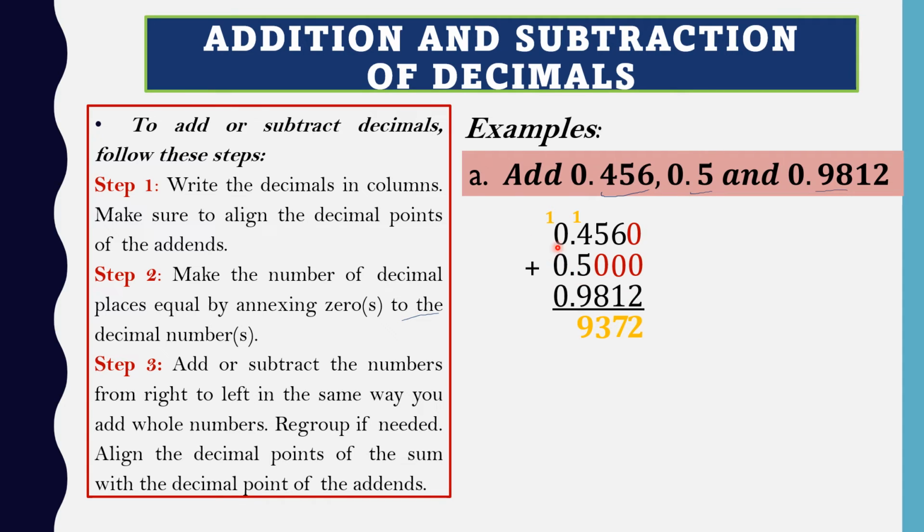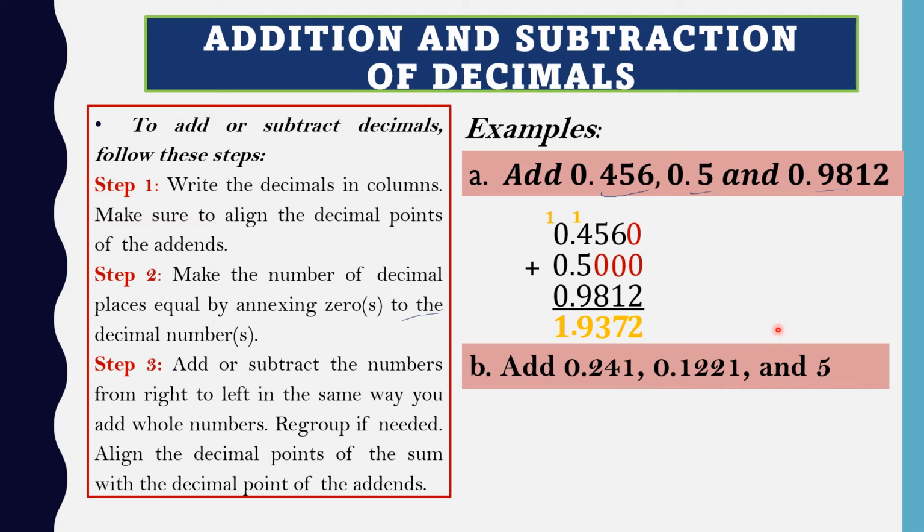So carry 1. And then we have 1 plus 0 plus 0 plus 0 is equal to 1. And then we align the decimal point of our sum with the decimal point of the 3 addends. Alright, so that is our final answer, or this is the sum of those 3 decimals.